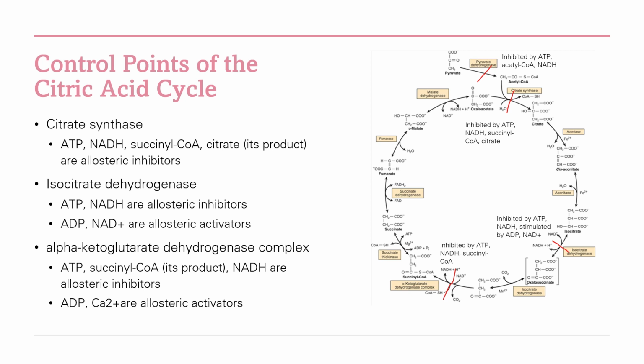Lastly, the alpha-ketoglutarate dehydrogenase complex converts alpha-ketoglutarate to succinyl-CoA. Its activity is regulated by different molecules. ATP, succinyl-CoA, which is its product, and NADH act as allosteric inhibitors, signaling ample energy and reducing power, thus slowing down the cycle. ADP and calcium ion act as allosteric activators, indicating low energy and increased calcium levels, promoting cycle activity. Regulation of these enzymes ensures optimal operation of the citric acid cycle, responding to cellular energy needs and maintaining a metabolic balance.